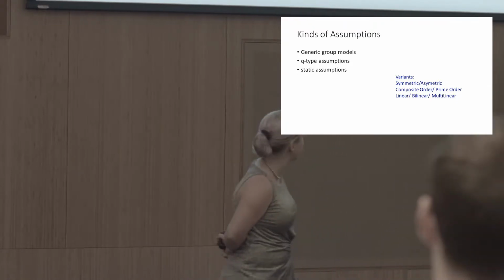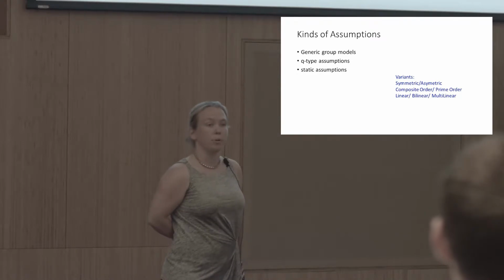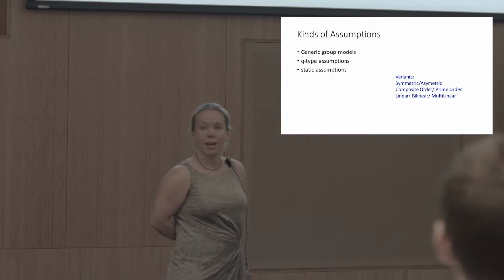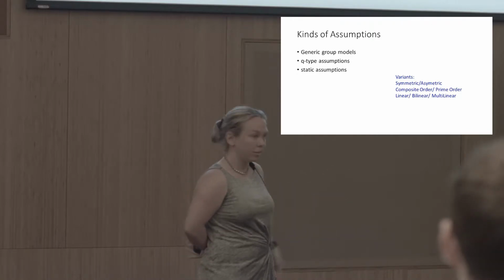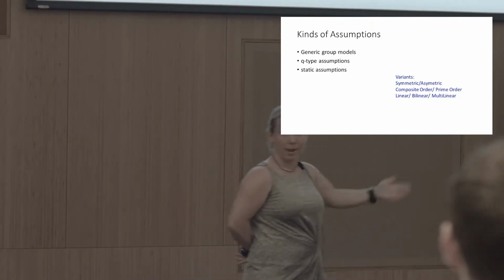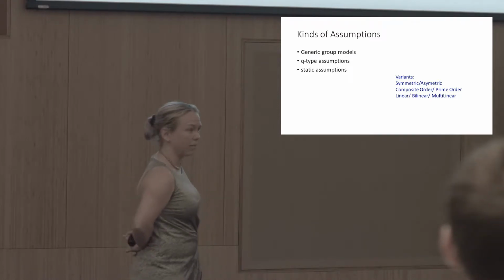So the history of bilinear map cryptography has very much been that the first time you propose a system, you have a generic group proof. The second time you propose a system, you have a Q-type assumption, which I'll show you. The third time you propose a system, you've got to have a static assumption, and the fourth time it's finally an SXDH or something of that nature.